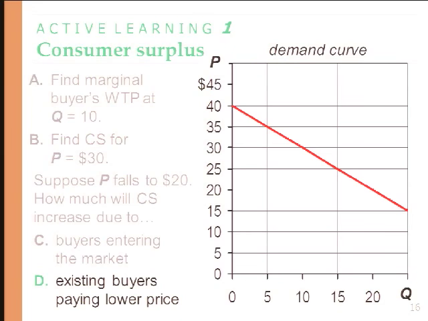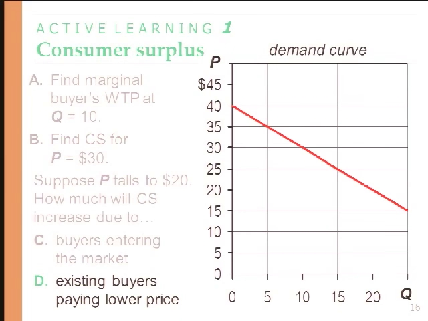Now find the consumer surplus for 30. What's the answer? It's $50 because you're taking the area under the curve at 30, so it'd be like 1/2 times 10. Everybody agree? We're making progress. Okay, suppose the price falls to 20. How much will consumer surplus increase due to these two different causes, right?